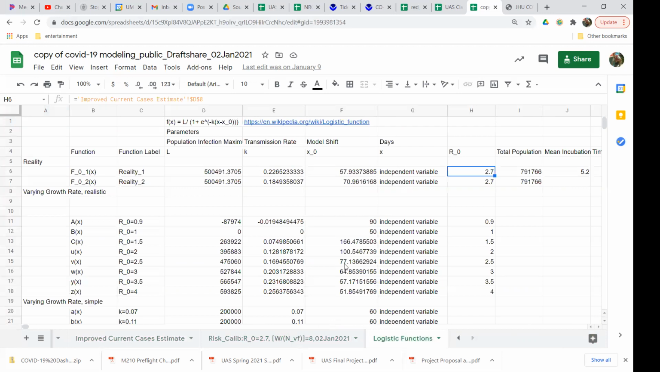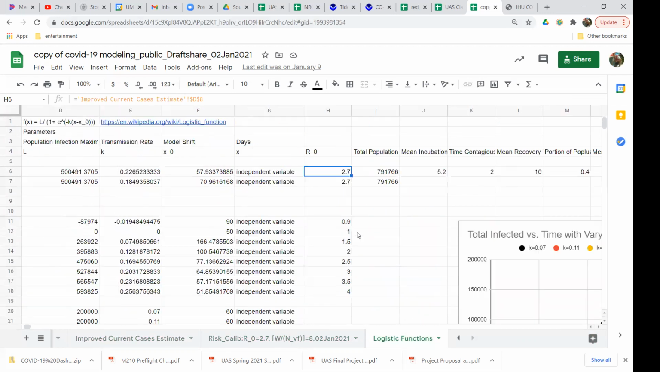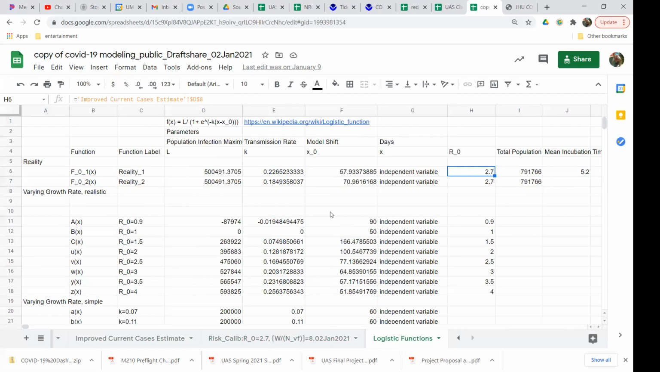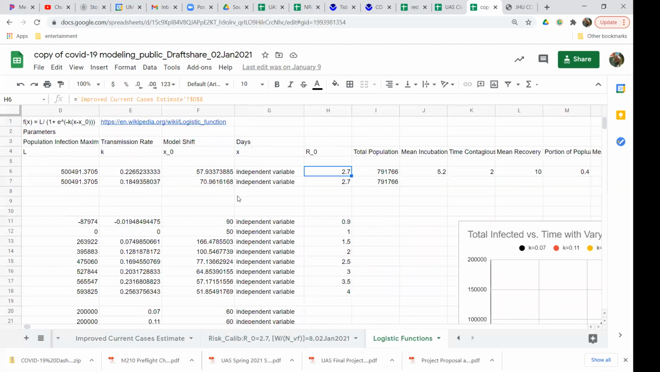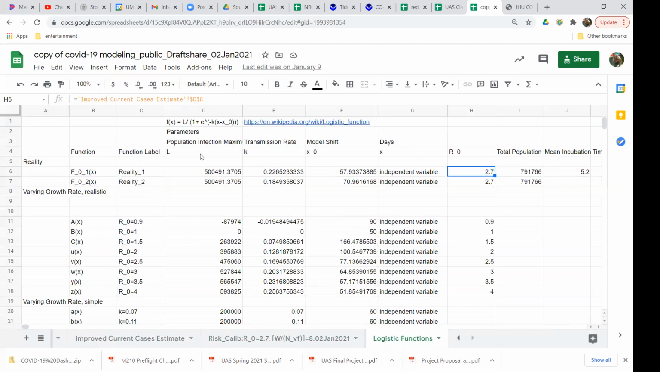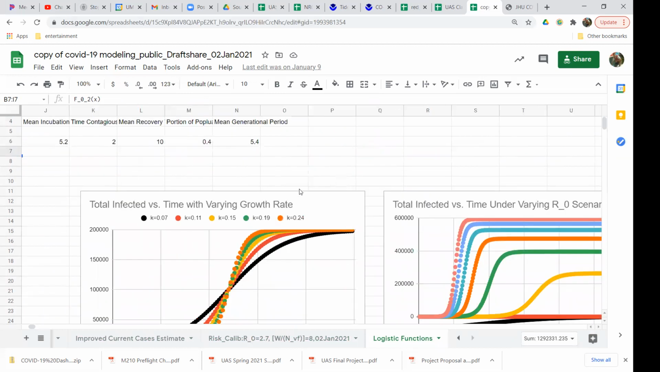For the logistics functions tab, this is where I do the modeling for the long-term outcome, the projections for how cases will spread based on the replication number, the transmission rate, things like that. The parameters are here and the parameter values are listed. The parameter headings are in the column headers, and then we have the parameter values here. Reality 2 is the most accurate one that I've come up with. And then you can go to the graph and see what that looks like.